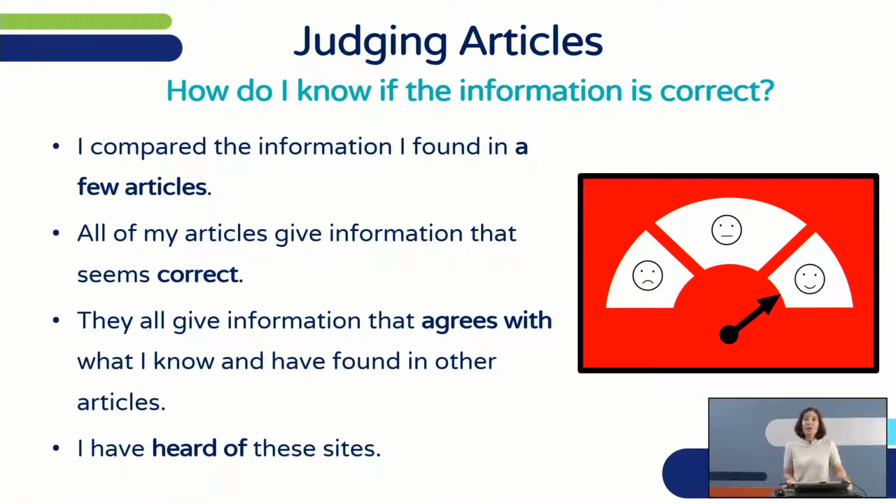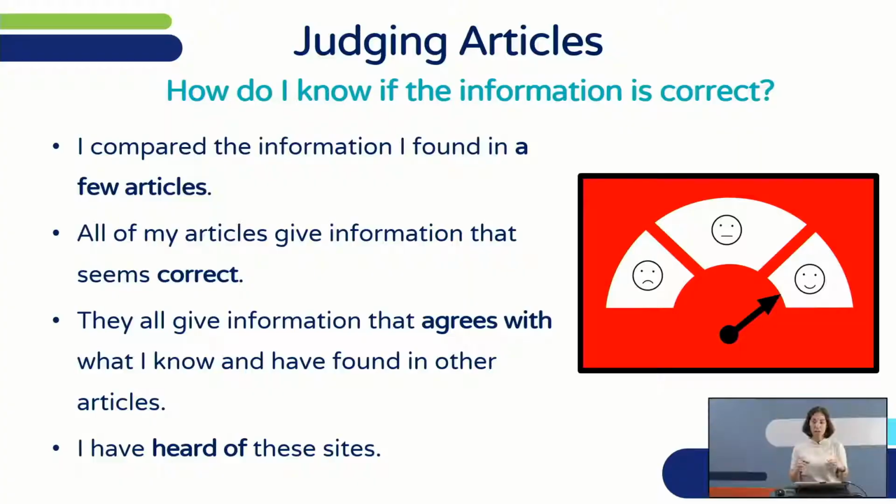Next, how do I know if the information is correct? How do you know if what you read is correct or not? Well, you need to look at several articles. Look at a few articles and see if they give all the same information. If they give the same information, you can probably know that it's correct. If one article gives different information, you might not be able to trust that article.